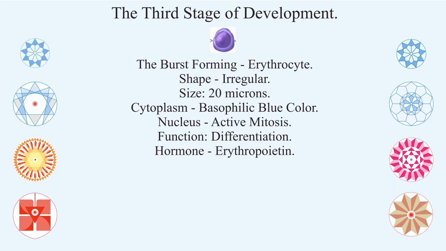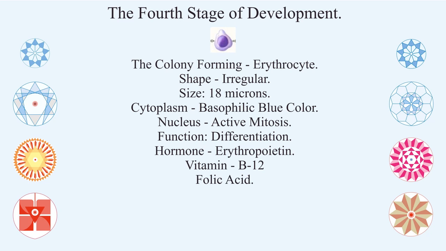Third stage of development is burst forming erythrocytes. Shape is irregular again. Size is 20 microns. Cytoplasm is basophilic blue color. Nucleus is active mitosis. Function is differentiation. Hormone is erythropoietin. They start now coming to play a role with the development of differentiation to the higher levels of functioning, to become from gross cells like every other cell to a special cell which can carry only oxygen, to be utilized by all the cells of the body for survival. That's it.